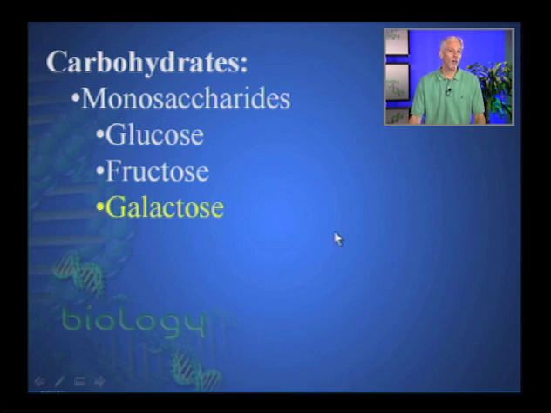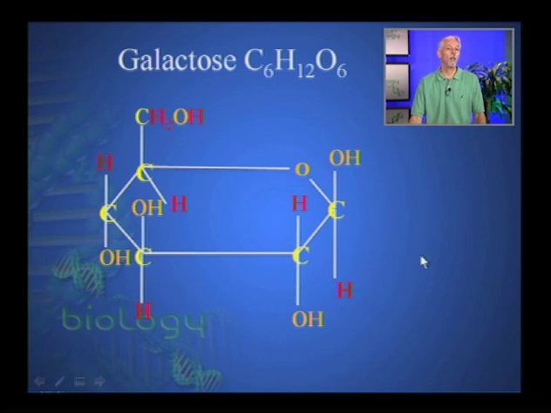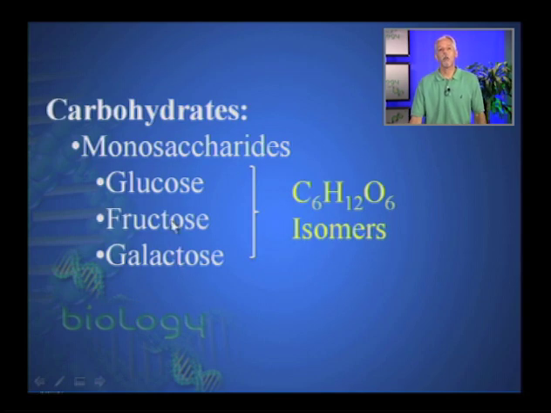Still another monosaccharide is galactose. Galactose, again, a very common sugar in nature. And you'll notice that it's very similar to the structure of glucose, except that the alcohol and hydrogen positions happen to be reversed here. So when we look at glucose, fructose, and galactose then, they all have the same chemical formula. But structurally, they're all different from one another.